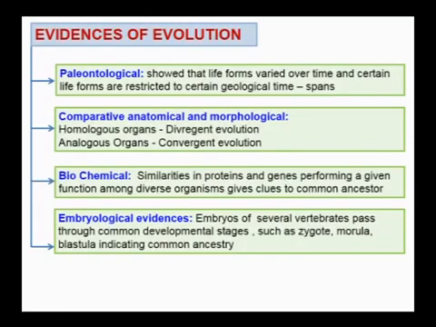Coming to the biochemical evidences, similarities in proteins and genes performing a given function among diverse organisms give clues to a common ancestor. Embryological evidences: embryos of several vertebrates pass through common developmental stages such as zygote, morula, blastula, indicating common ancestry.